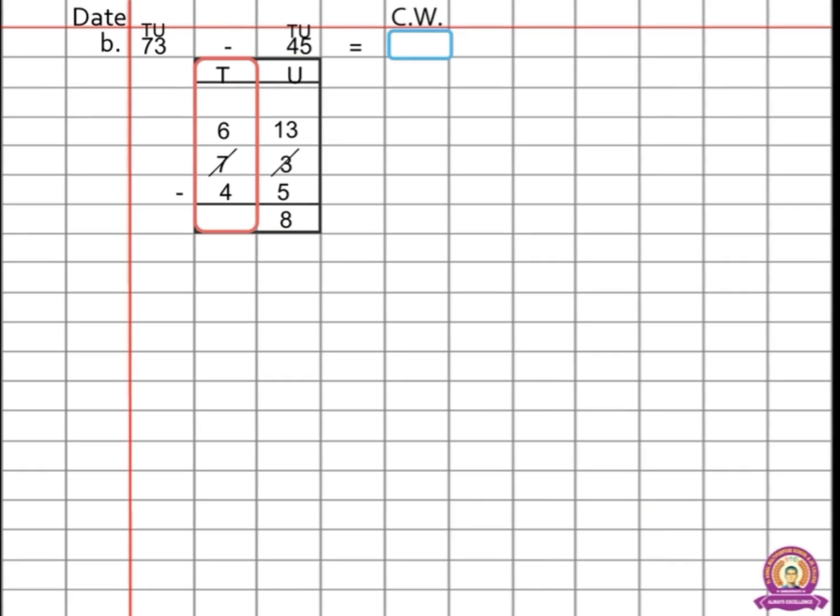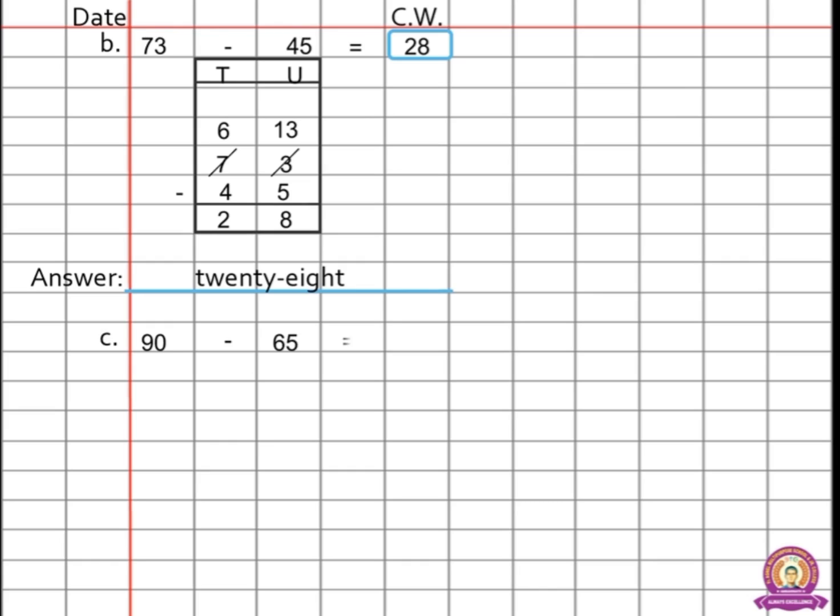Next, 6 minus 4. Start counting after 4 till you get 6. 5, 6. 6 minus 4 is equal to 2. 73 minus 45 is equal to 28. Write the answer in figures and words. Children, remember to erase the initials of the place value.